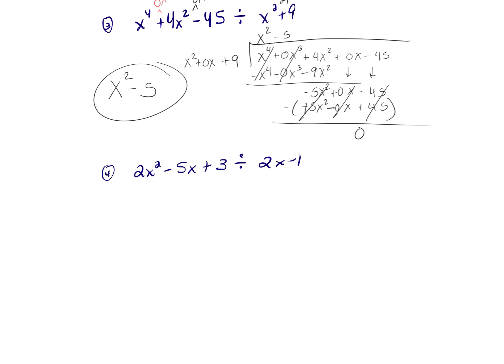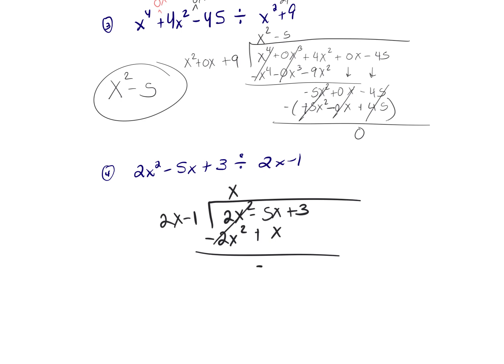So for number 4, I have all of the terms, so I'm going to go ahead and just start with the 2x squared minus the 5x plus the 3. And I can divide it by the 2x minus 1. So then I can go ahead and start solving it. I am going to go ahead and multiply it just by an x because I already have the 2x. So this will be a negative x, and this will be a 2x squared. This becomes a negative, this becomes a positive.